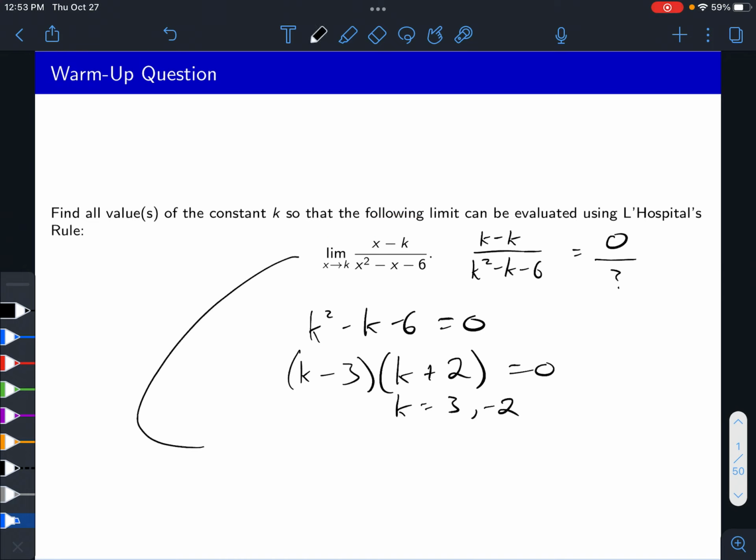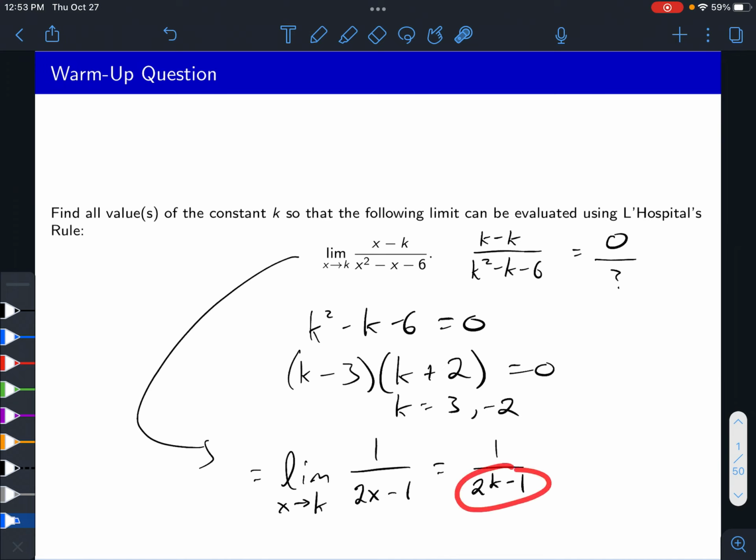We're not being asked to actually evaluate this limit, but let's just do it for practice. So this would be equal to, via L'Hopital's rule, the derivative of the top, which would be 1, over the derivative of the bottom, 2x minus 1. And so this would be equal to 1 over 2 times k minus 1. So we're just replacing x with k.